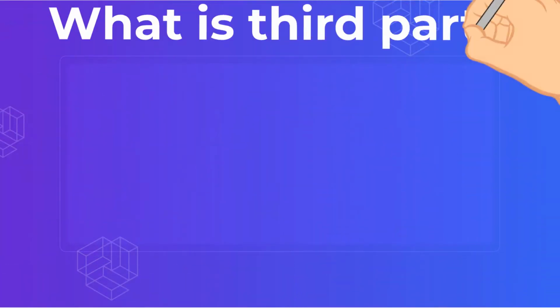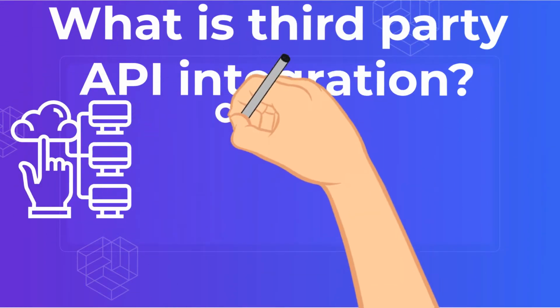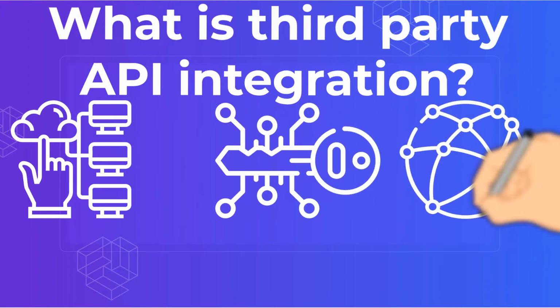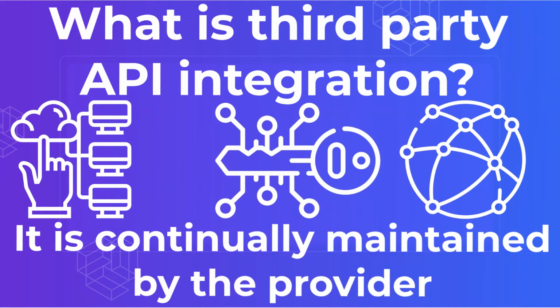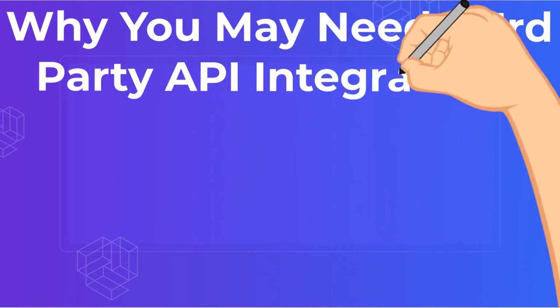What is third-party API integration? It simply means connecting an API from a third-party provider to your own app. It is continually maintained by the provider, and the connection is enabled by means of special developer keys for the purpose.